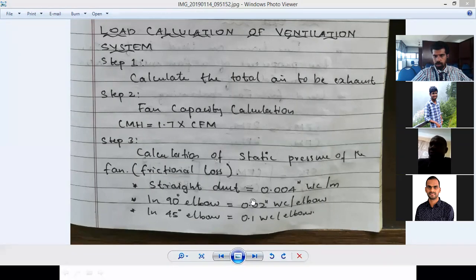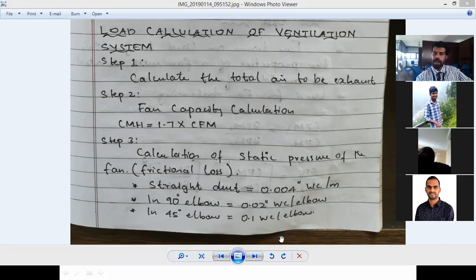It is not 0.02, just write 0.2. It is a normal condition, okay? Don't always use this. We have a software known as ASHRAE duct fitting software through which we'll get the correct value of this static pressure. If it is a 45-degree elbow, give 0.1 inches of water column per elbow. Afterwards, you just add all these things and you'll get the final value.